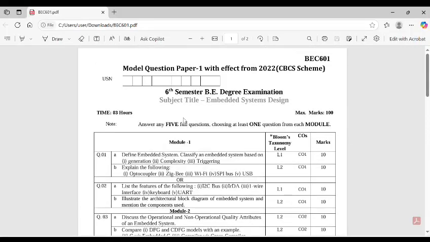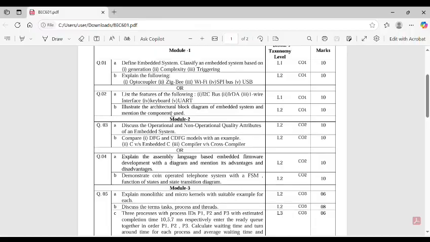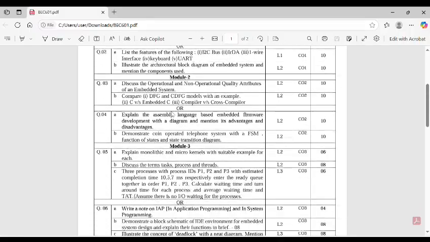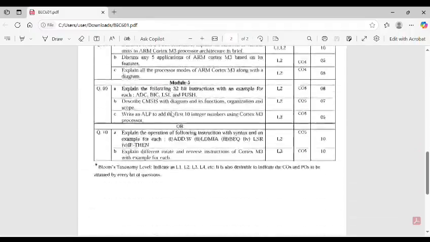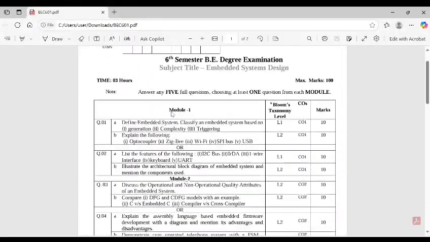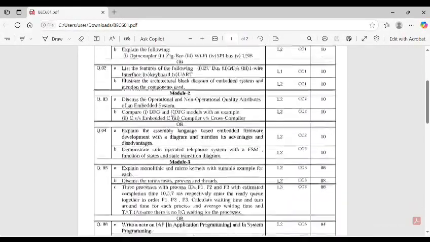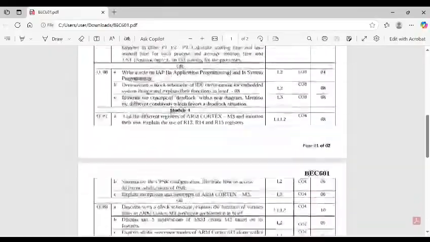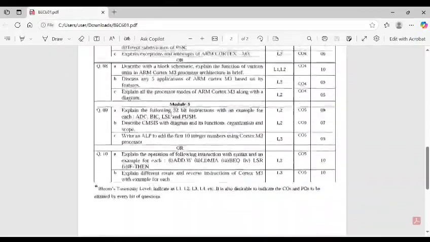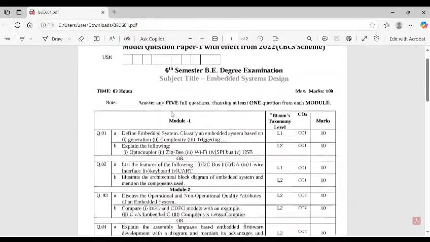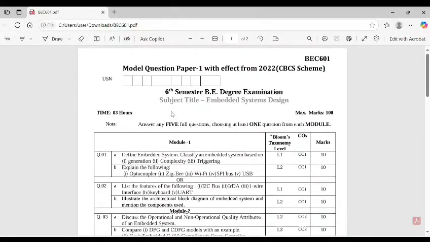So this is the model paper of the 6th semester Embedded System Design. I have told all the important questions as well as the regularly coming questions in the VTU exam. So make sure you read all the questions and go. They will give passing marks. Definitely passing marks will be there from these questions. So make sure to read all these things.